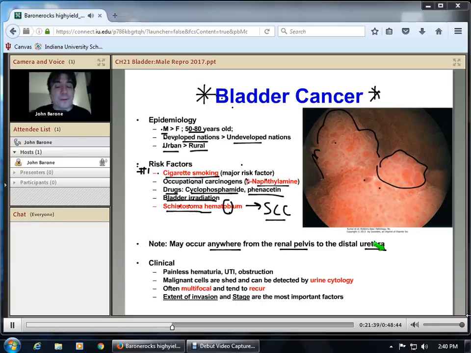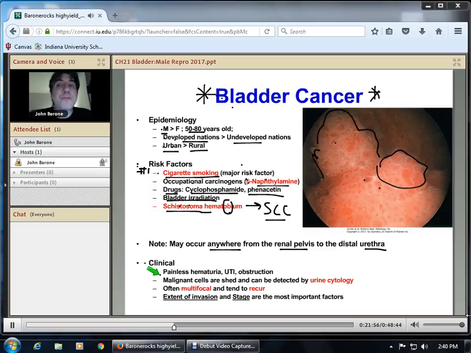So they can occur anywhere, but most likely these tumors are going to occur in the bladder because of the most amount of surface, and all the urine's just sitting there, like day and night. So yeah, bladder's the most common site. Now, clinically, if I have a bladder cancer, most common presentation, painless hematuria.